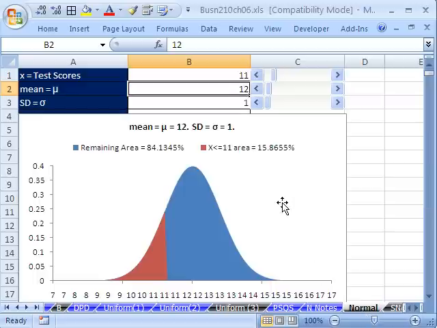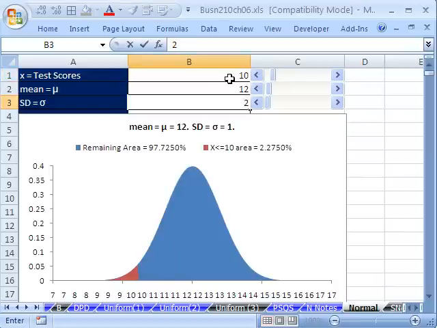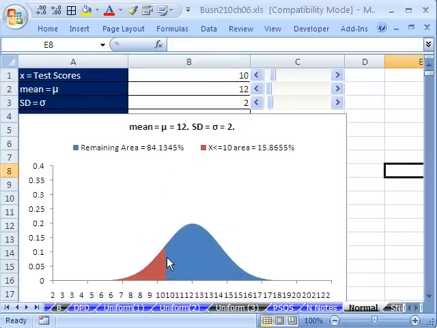When we get to our normal probability distribution, here it is, and there's the probability right there. You can see right now, this chart says this is 15%. So if you had a score of 11 on a quiz that had a mean of 12 and a standard deviation of 1, the probability of getting 11 or less is 15.86%. Now if I change this to 10, and that standard deviation to 2, then we would get an area. Oh, hey, look, the same area.